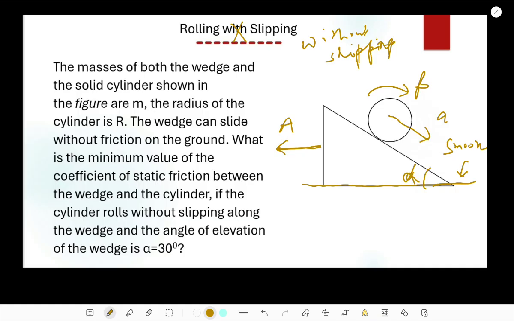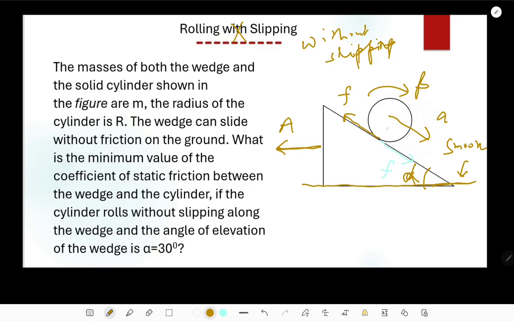And the force of static friction is F. Static friction, because there is no slipping between the surfaces in contact. So it will be static friction acting between cylinder and the wedge. And we don't know its value because nothing is specifically mentioned about whether it is on the verge of slipping or not. So we don't know the value of F, the static friction. And this static friction acts on the cylinder in this manner, and it also acts on the wedge in this manner.